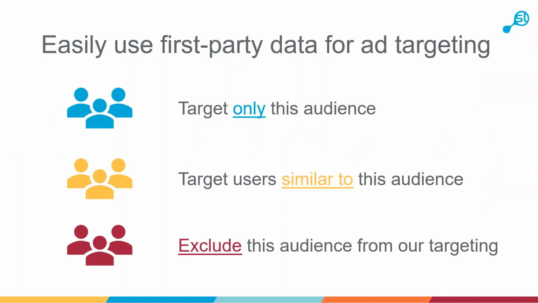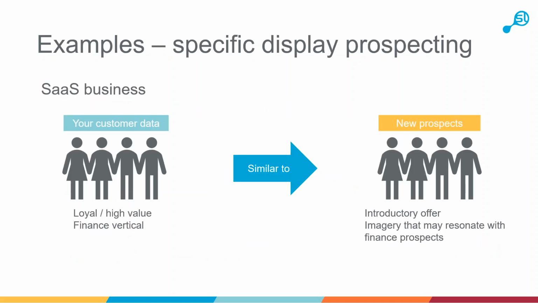So once we've got our first party data and audiences defined, we can become more targeted with our advertising. So we can target only this specific audience. We can target users that are similar to the audience that we've created, or we can exclude audiences from our targeting. So to give this a little bit more context, we've got some examples.